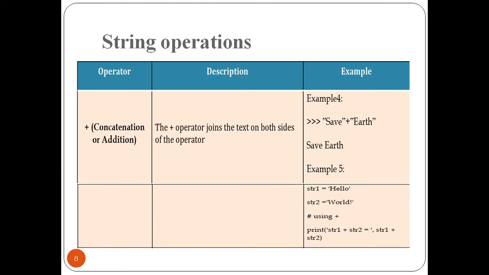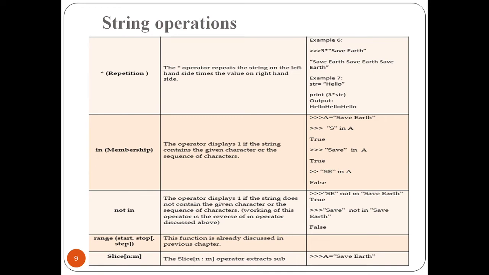First, the plus operator is useful to join strings. If I want to join two strings into one, then I can use the plus operator. For example, hello plus world is equal to hello world. Simple. Next, star. The star operation is useful to repeat the content n number of times. If I say 3 star str, the content will be repeated 3 times: hello, hello, hello, and so on.